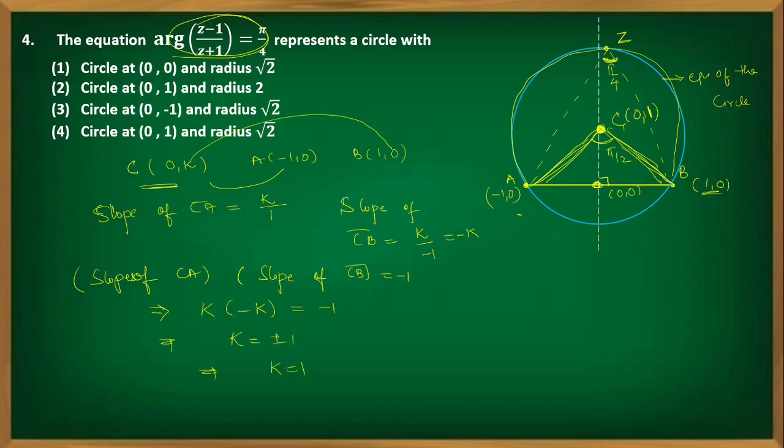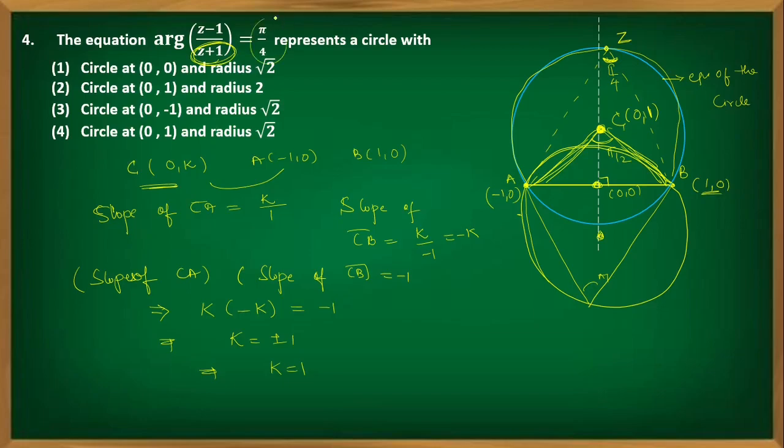Now you may think like this. There is a circle like this passing through A and B, and here we have the major arc. So here also you can say, sir, we will have pi by 4. So why not that? Because the argument of (z minus 1) by (z plus 1) is pi by 4. According to the rotation theorem, z plus 1 is rotated in the anti-clockwise direction to form pi by 4. So here z plus 1 is this line, and if you rotate this z plus 1 in the anti-clockwise direction, you will get pi by 4.